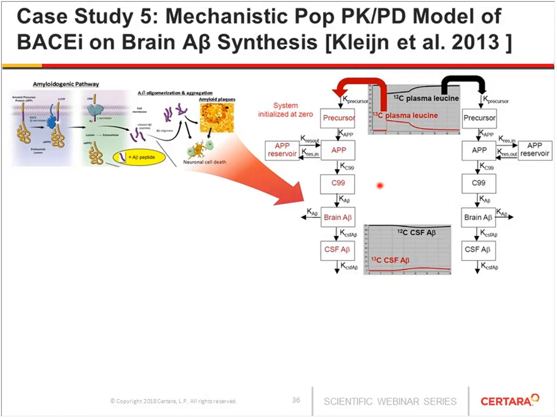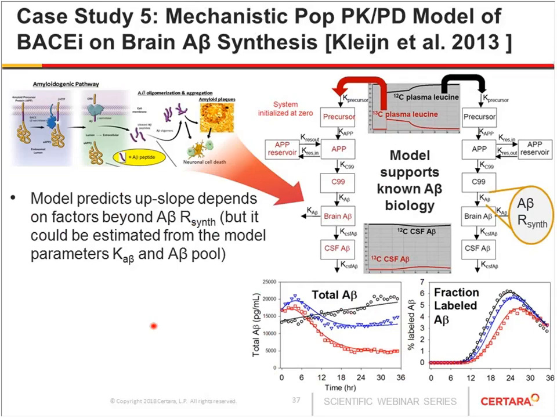And then the model was able to accept as an input standard leucine coming from a regular diet, but also the leucine that was administered in the study as C13 labeled leucine. By jointly modeling those two isotopomers, as well as the concentration data, they were able to verify that their model truly supported the known A beta biology.